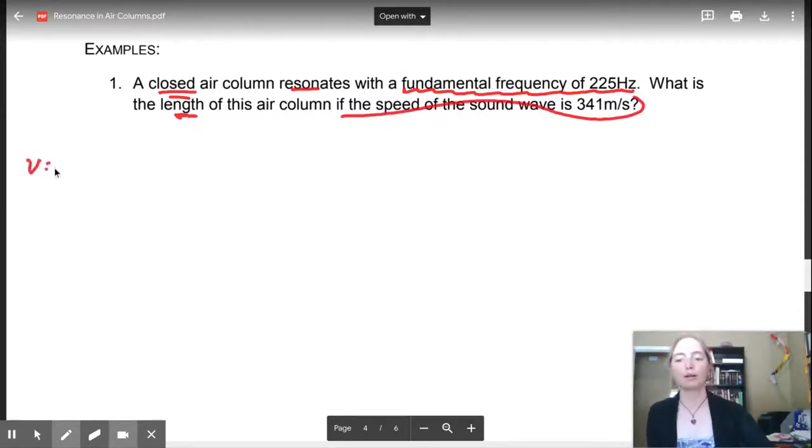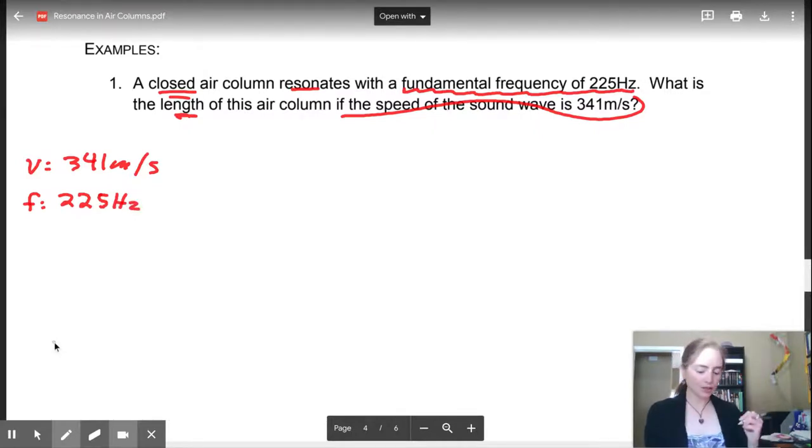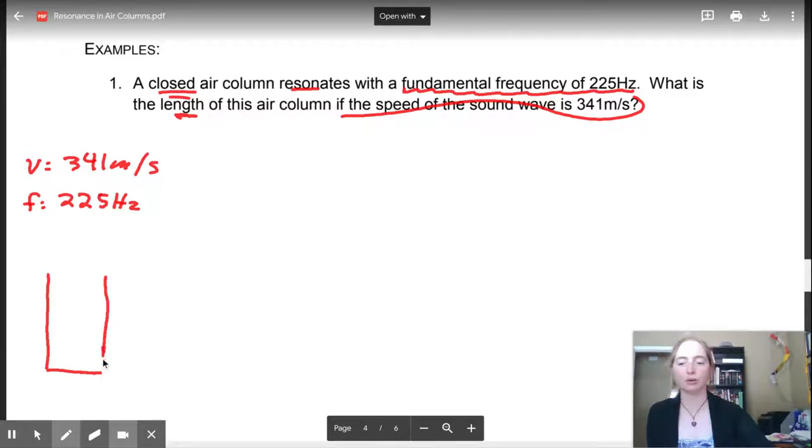Well, the speed of sound is 341 meters per second, and the fundamental frequency is 225 hertz. Now, let's draw this for a moment. Let's think about our fundamental frequencies. There's our resonant tube, your pop bottle, if you would, and we're going to look at the fundamental frequency. Remember what we just wrote down.